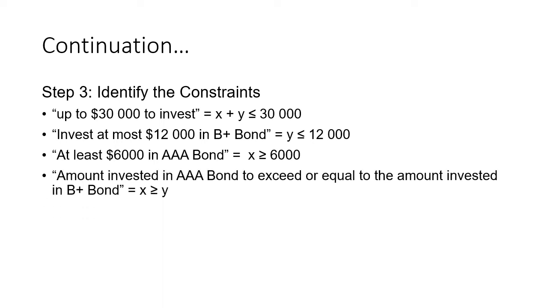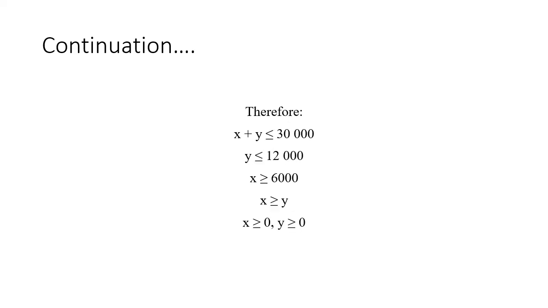The amount invested in AAA bond should exceed or equal the amount invested in B plus bond, so x is greater than or equal to y. Therefore, our constraints are: x plus y is less than or equal to 30,000, y is less than or equal to 12,000, x is greater than or equal to 6,000, x is greater than or equal to y, x is greater than or equal to 0, and y is greater than or equal to 0.